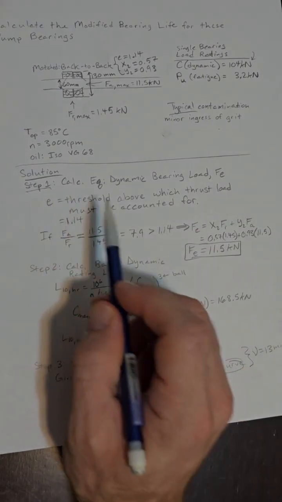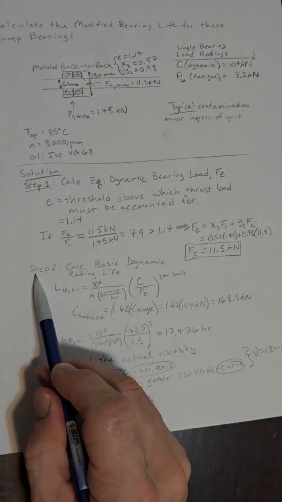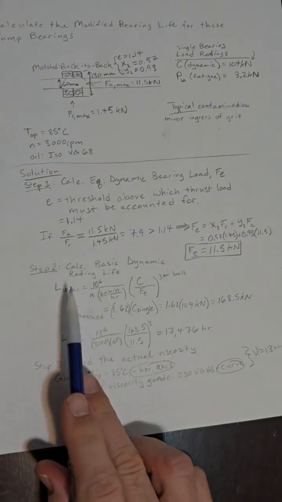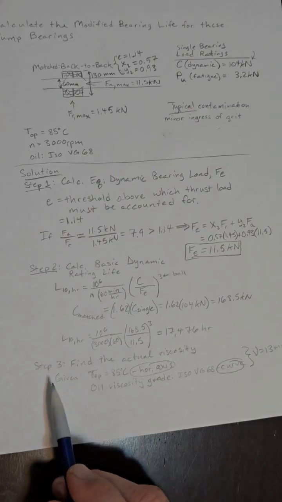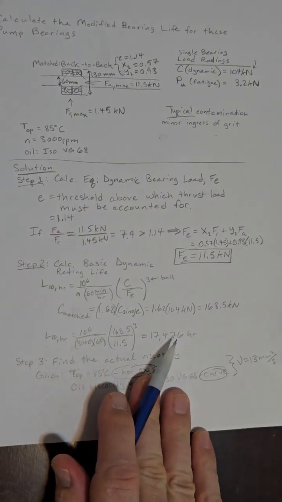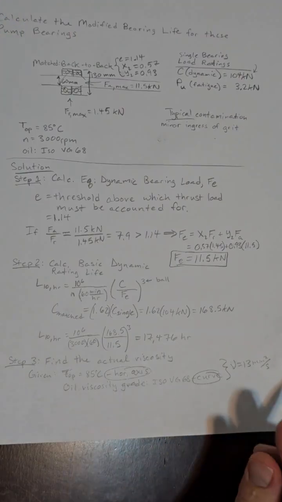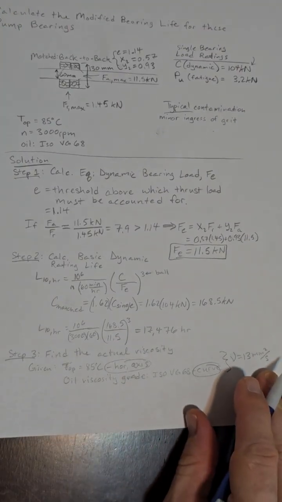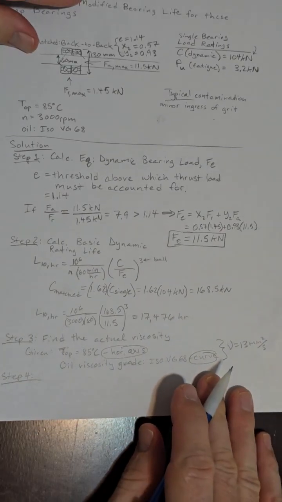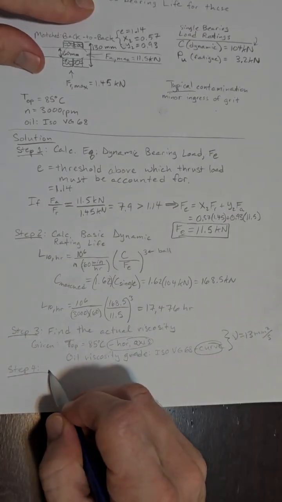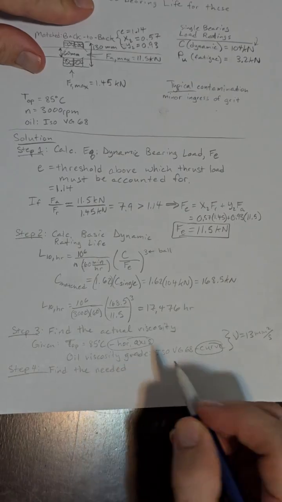Now we've seen step 1, calculate the equivalent dynamic bearing load, FE, which led us into step 2 to be able to calculate the basic dynamic rating life without taking into account anything about the environment. Now we're on step 3, step 4, and on, where we are accounting for the environment. So step 4 is going to be another plot that we have to look at to find the needed or rated viscosity for the system.